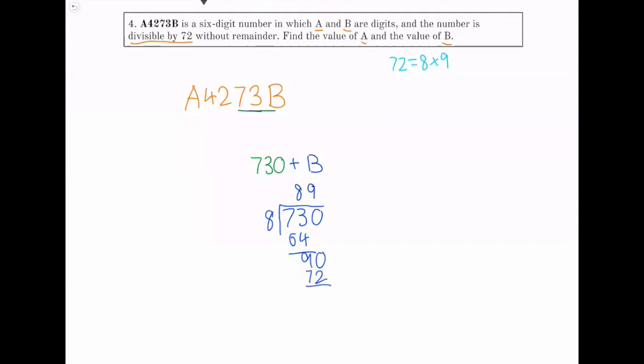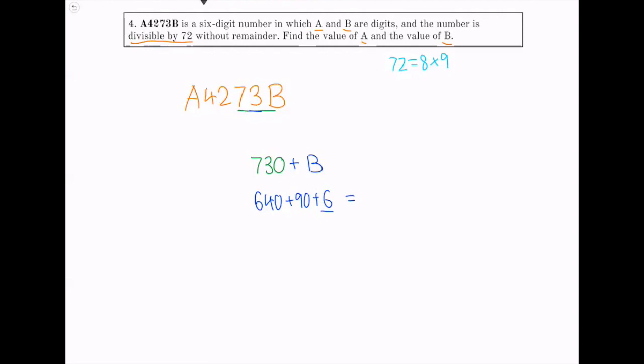So now what can we do from here? Now we know that 730 we have to make it a multiple of 8. So how can we put it as a multiple of 8? So we have 640 plus 90 plus b. When will this be a multiple of 8? That's only going to be possible when b is 6. B has to be 6 in order for it to be a multiple of 8.